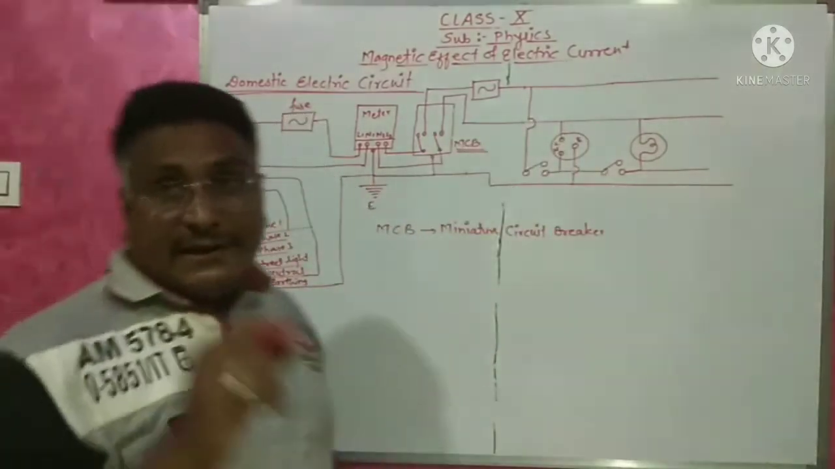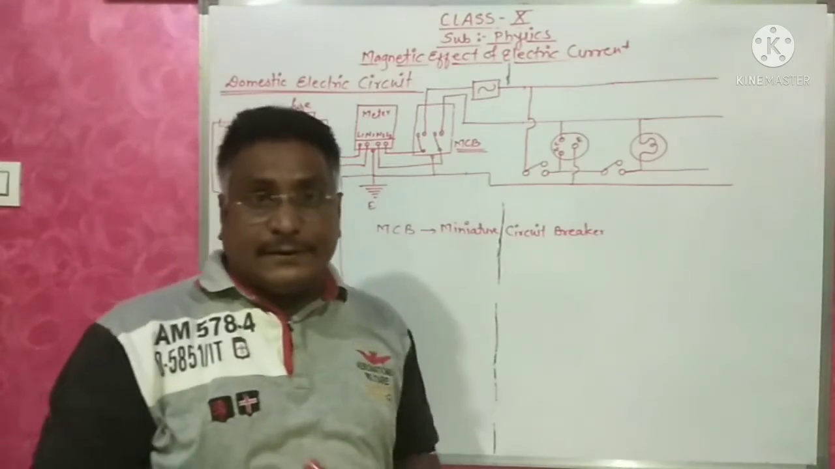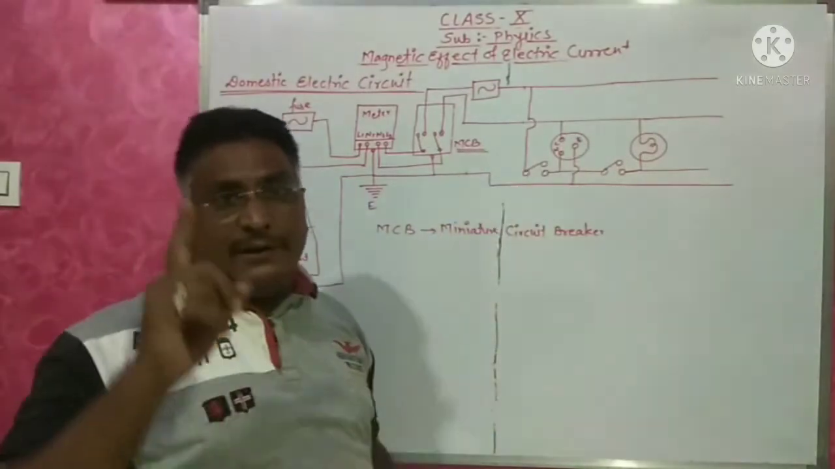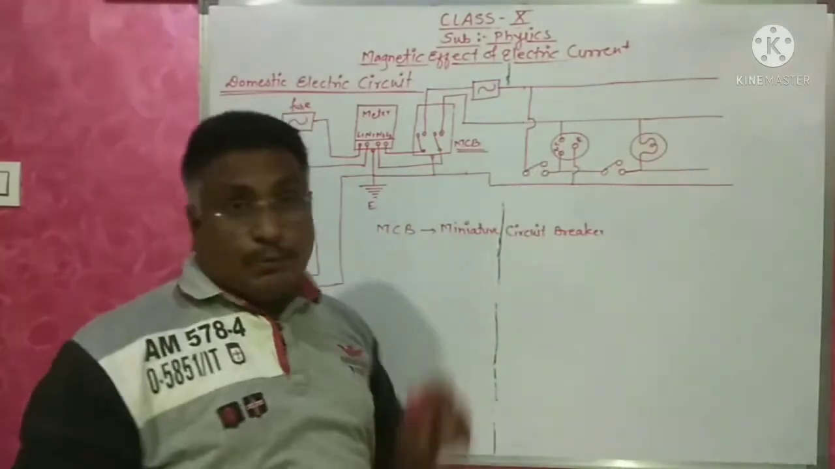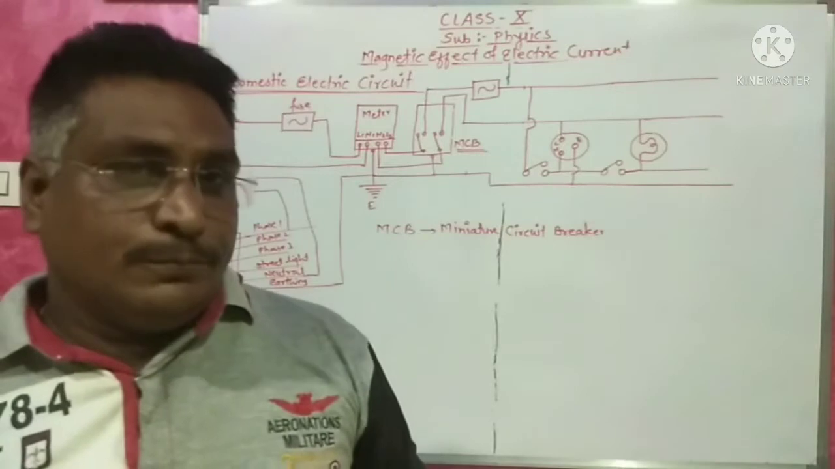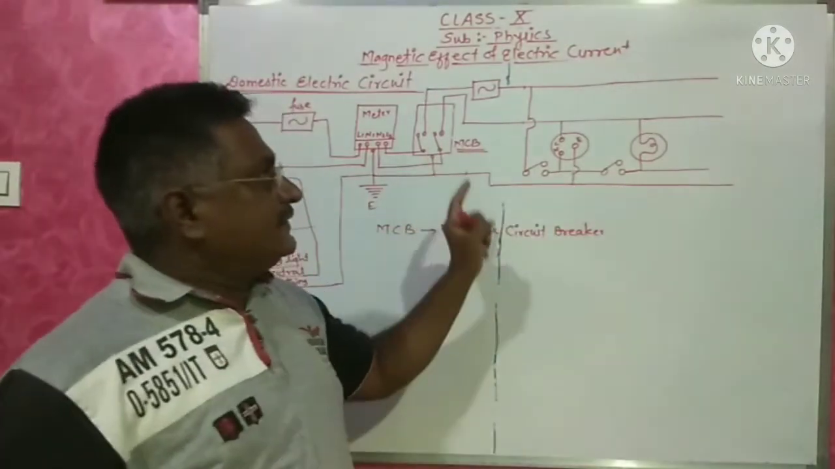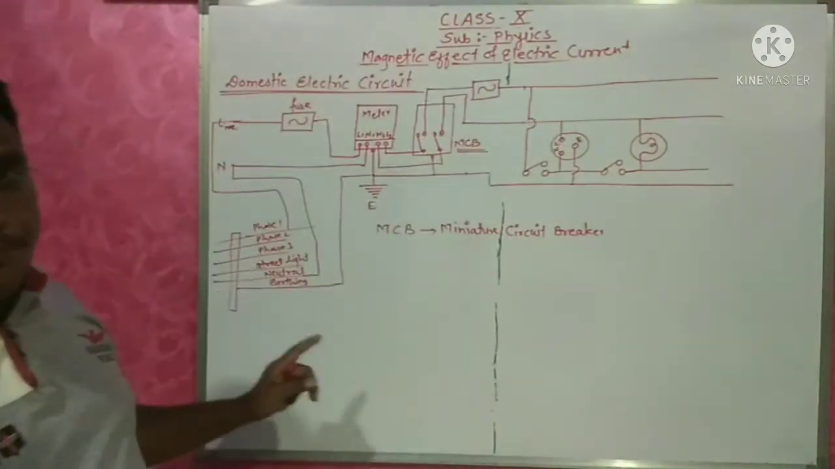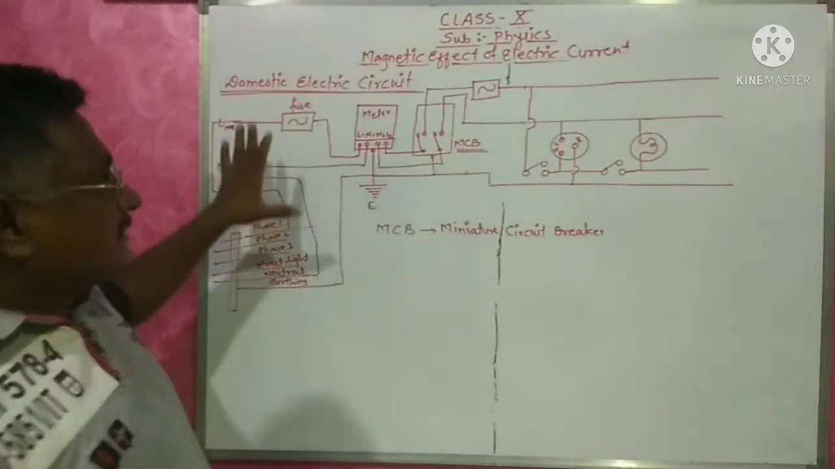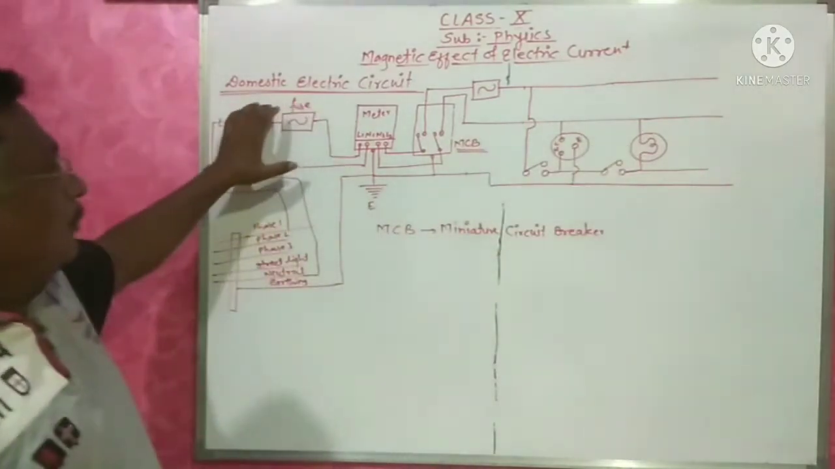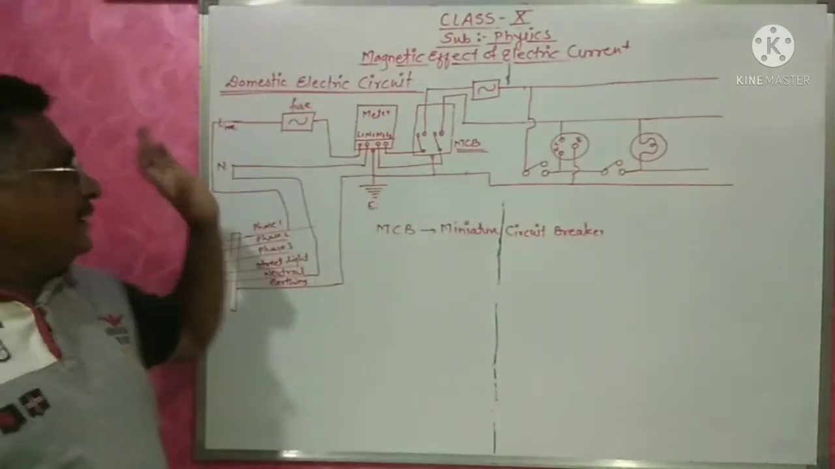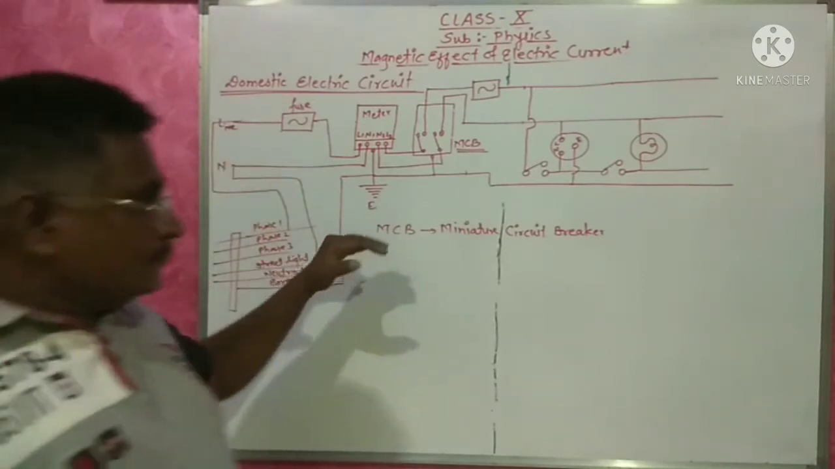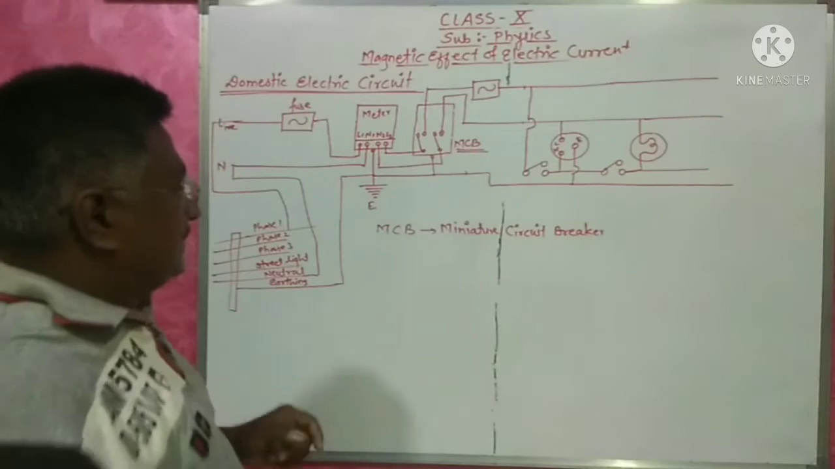So that's why in the socket in your home, if you insert the tester, in one point only the tester will glow. In the remaining 2 points the tester will not glow. Clear? So in this way the circuit is arranged in our home. This circuit is called the domestic electric circuit. Here fuse is there, earthing is there.